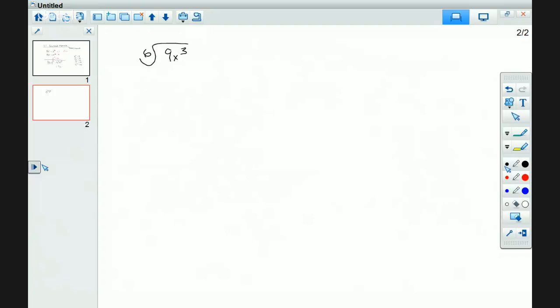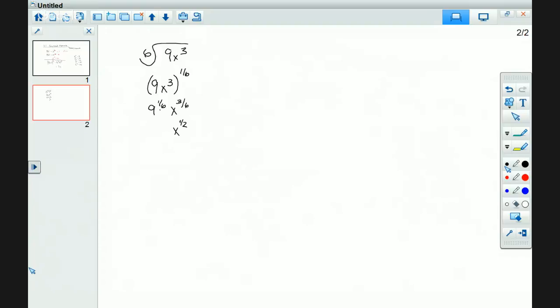How would I simplify that expression? That would be 9 to the 1/6 and x to the 3/6. So you can write it as an exponent, right? Now 3/6 simplifies, right? 1/2.